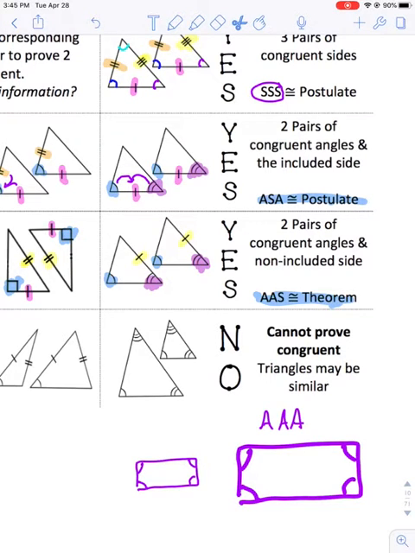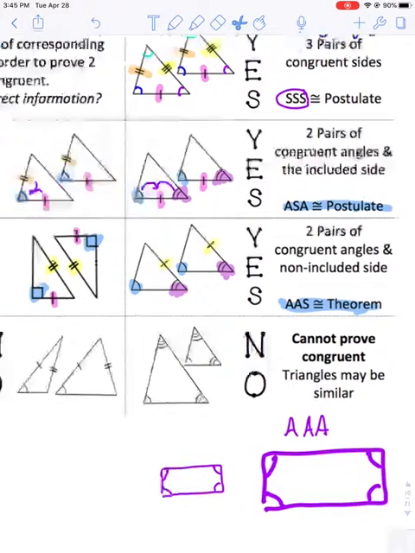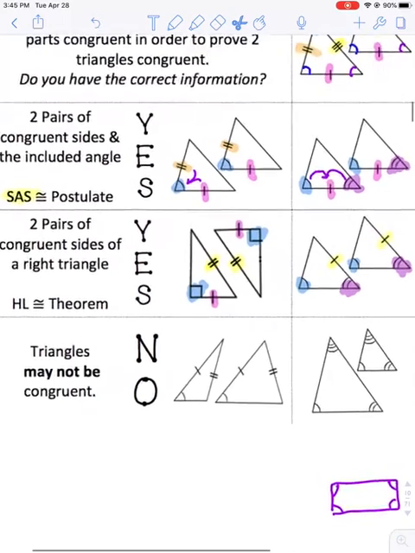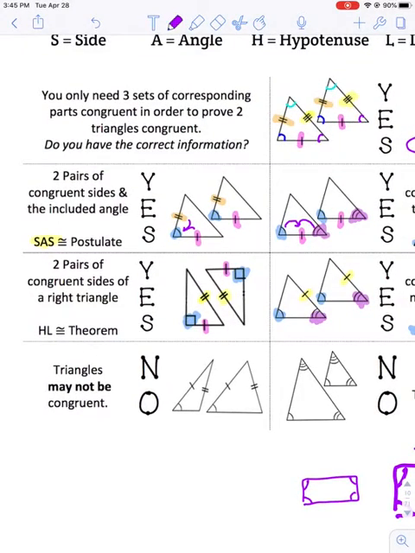So just knowing about the angles is not enough to say that the 2 triangles or the 2 shapes are congruent. They might be, but it's not enough information. We have to know something about the sides. So angle, angle, angle does not work.